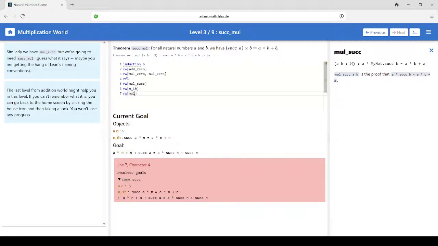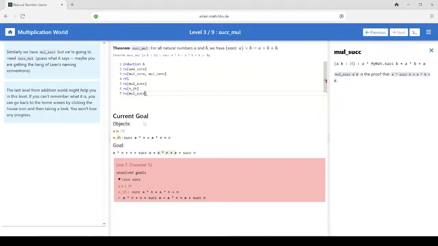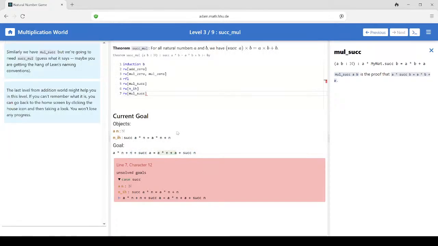This one? Okay, that did something. Hey, we have a times n. It's not the successor of a times n, so we can't use this. But we do have a times n and a times n's. We're closer. And we have a over here. They're closer than they were.